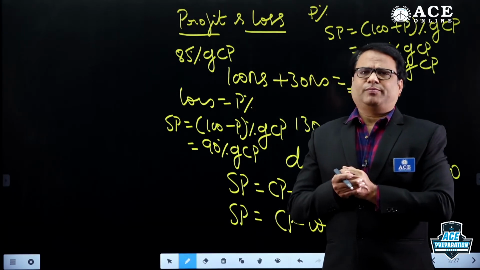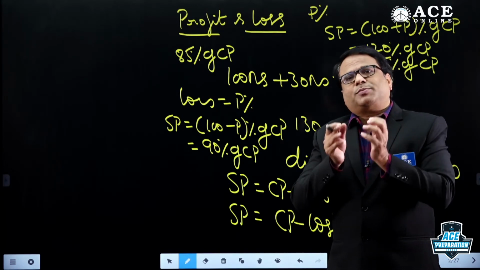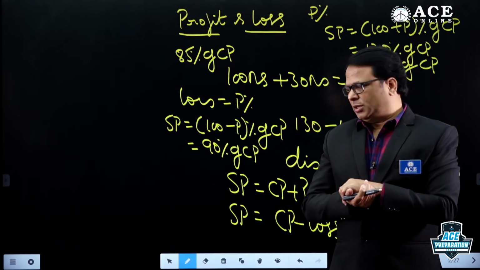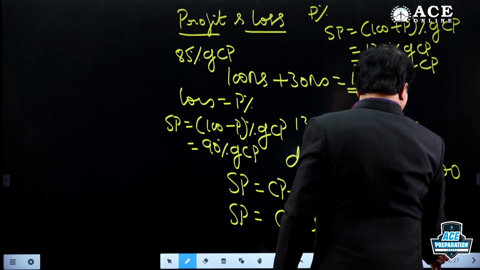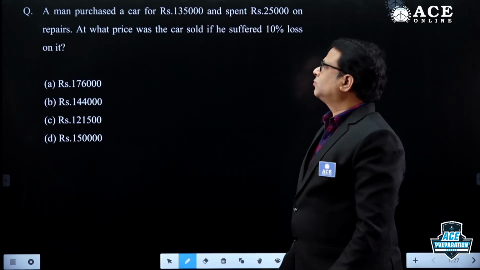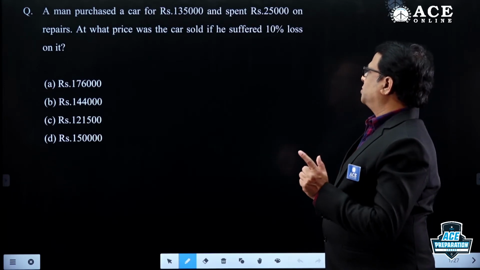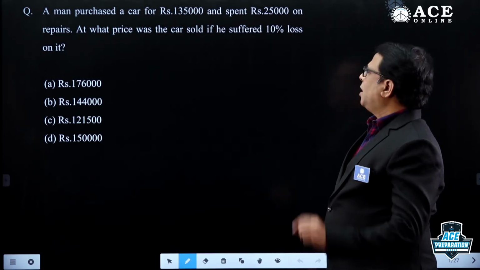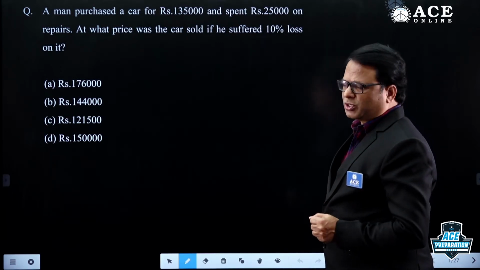in profit and loss. Now, whatever problems we solve from here onwards, they are all previous problems appearing in SSC CGL. Okay? Right. Now, let us start doing the problems. This is the first question. A man purchased a car for rupees 1,35,000 and spent rupees 25,000 on repairs. At what price was the car sold if he suffered 10% loss on it?